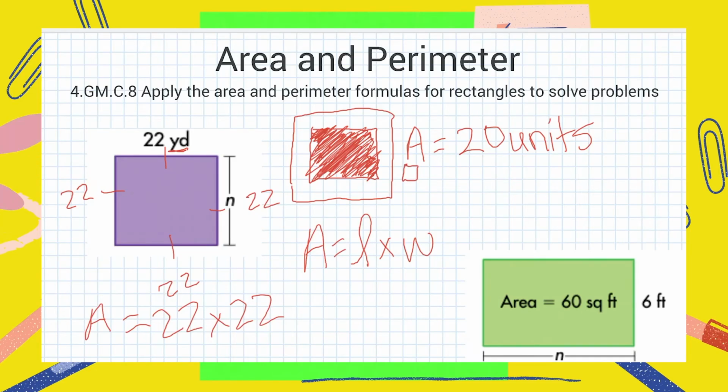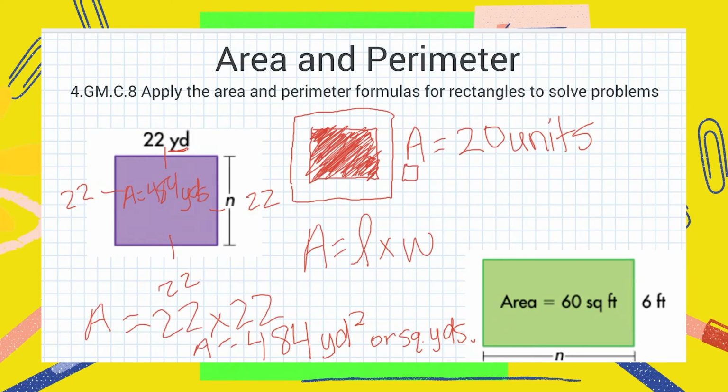The area of this square figure equals 484 yards squared. You can also write that as square yards. So this shape here has an area of 484 yards squared. So that means that there are 484 tiny square yards covering this entire figure.